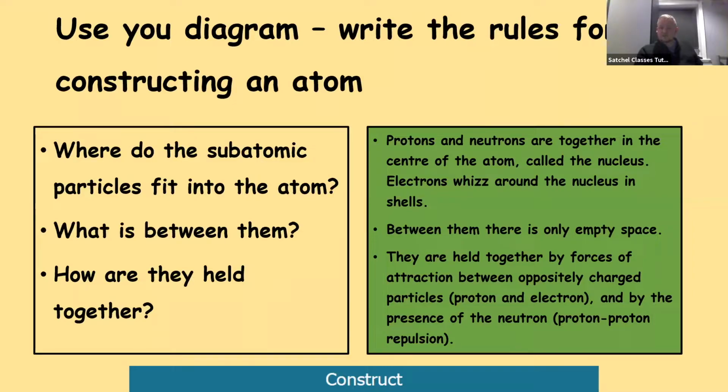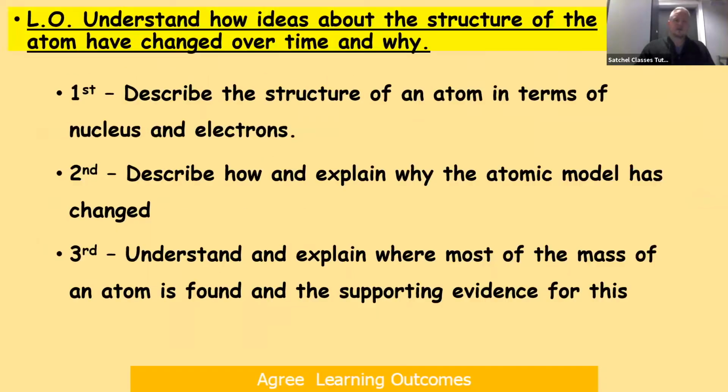They're held together by forces of attraction between the oppositely charged particles, the proton and electron, and by the presence of the neutrons, which is preventing the proton-proton repulsion and keeping the nucleus together. This is our modern example. That's our first point. Describe the structure of an atom in terms of the nucleus and electrons. Our second point then, describe how and explain why the atomic model has changed.